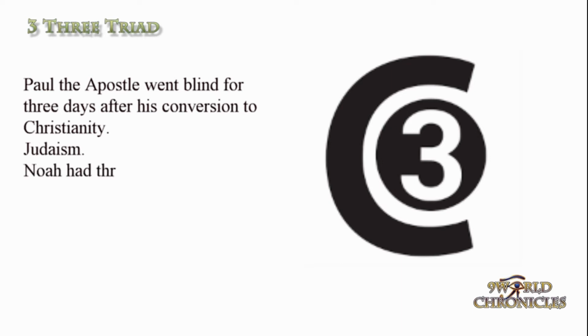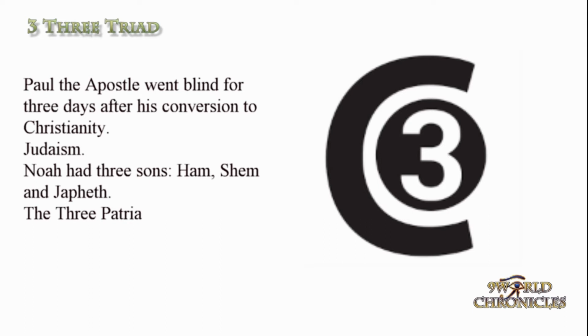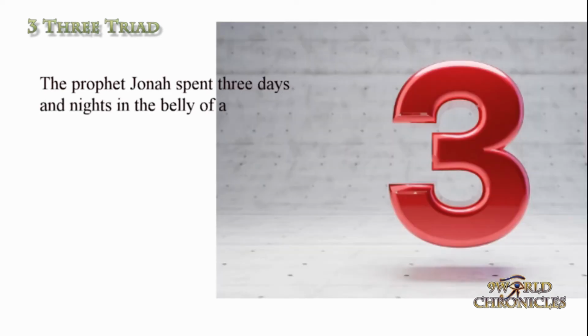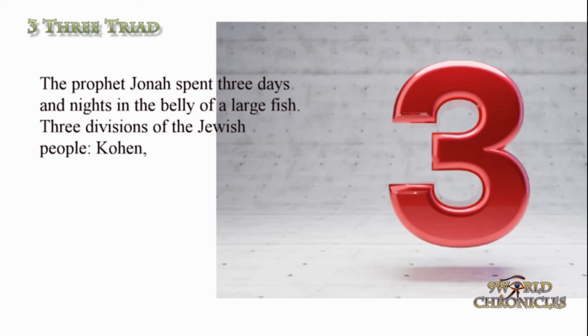And in Judaism, we also see the reflection of 3. Noah started with his 3 sons, Ham, Shem, and Japheth. And there were 3 great patriarchs of the faith, Abraham, Isaac, and Jacob. The prophet Balaam beat his donkey 3 times. The prophet Jonah spent 3 days and 3 nights in the belly of a large fish. And in fact, there are 3 divisions among the Jewish people, the Kohen, Levite, and Israel.